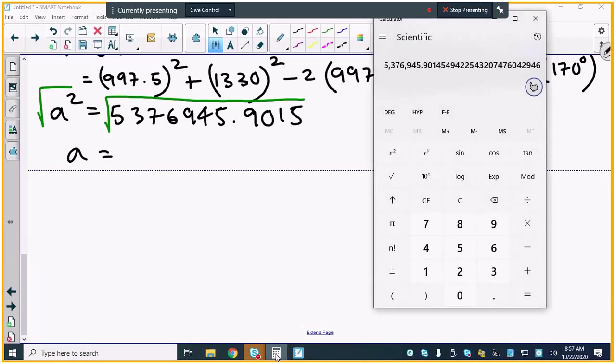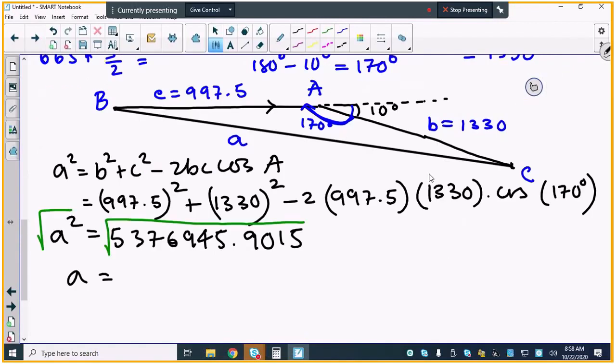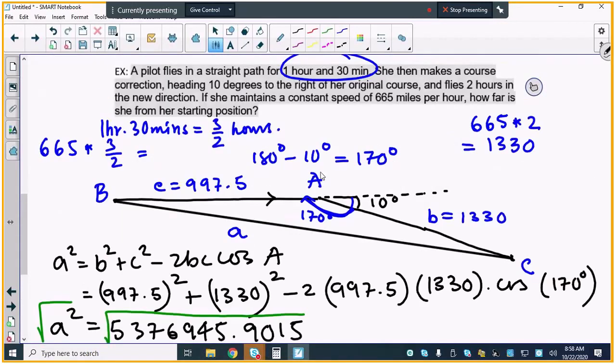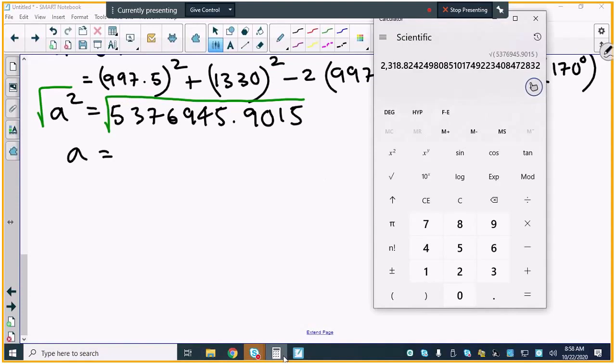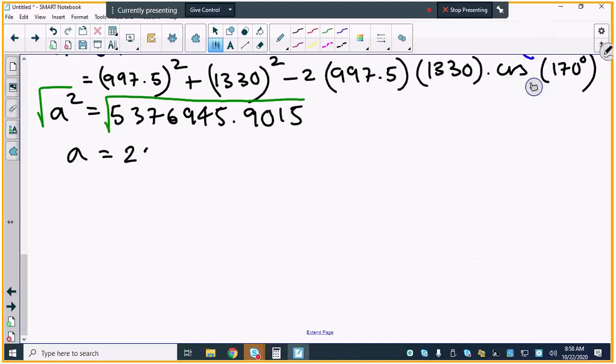So I do 5376945.9015, take the square root, and we are going to round it to, because nothing is given, to 4 decimal places. So we'll say that it's 2318.8242. So that will be the final distance of the pilot from the starting point. And that answers this question for us.